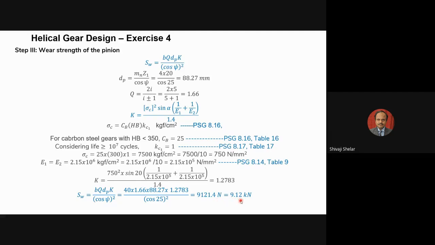So this way we have evaluated two strengths: one is beam strength, another is wear strength. We are comparing the strengths and finding out the minimum or maximum power we can transmit. So let's go to the next slide.